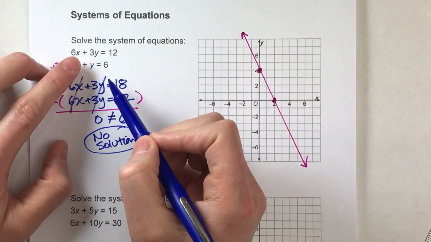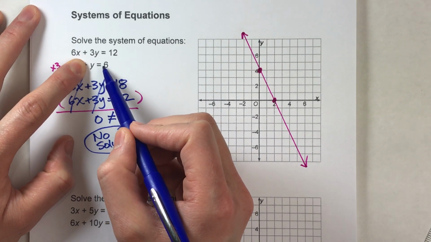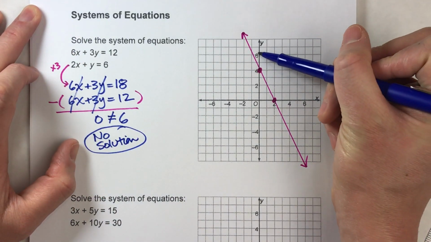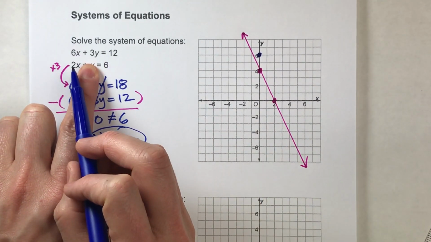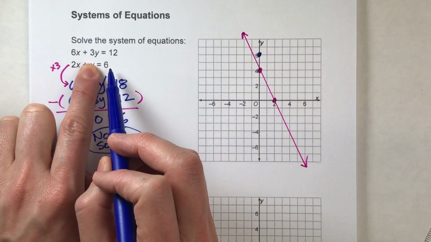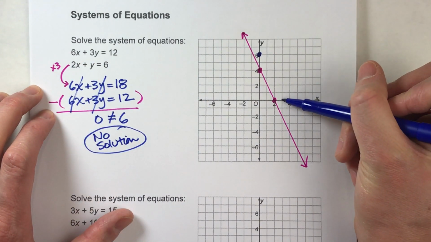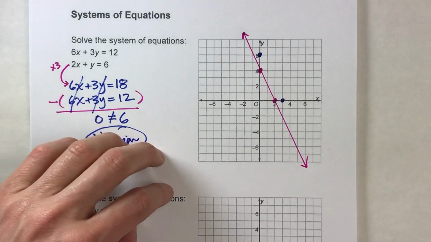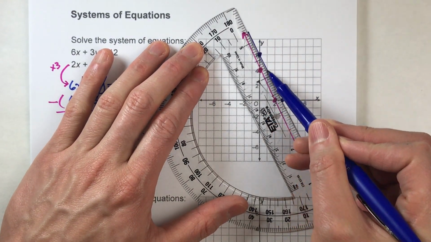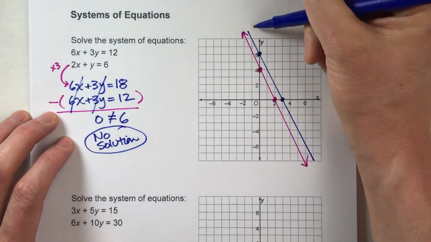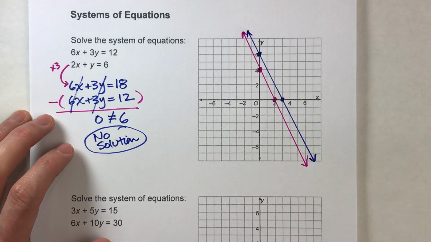All right, if x is 0, what does y have to be so that y equals 6? Well, that tells me y is 6. So 0, 6 is an intercept. And if y is 0, what does x have to be so that 2 times x equals 6? Well, 2 times 3 equals 6, so 3, 0 is my other intercept. There it is. So if I graph this, there's my line. And again, remember, the solution to a system of equations is the point of intersection.